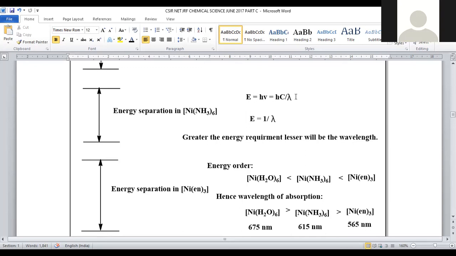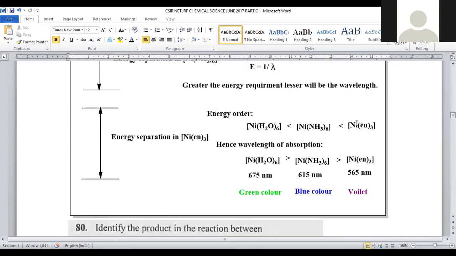What is the relation between energy and wavelength? It is inverse proportionality. Means as the energy rises, wavelength is gradually lowered. There is an inverse proportionality between energy and wavelength of the system. So this energy order can be entirely reversed for wavelength of absorption. For water, wavelength of absorption will be higher.